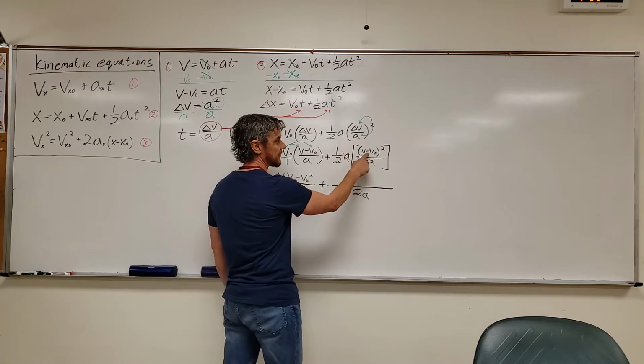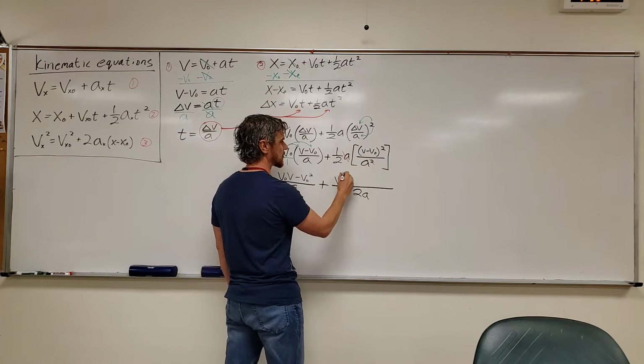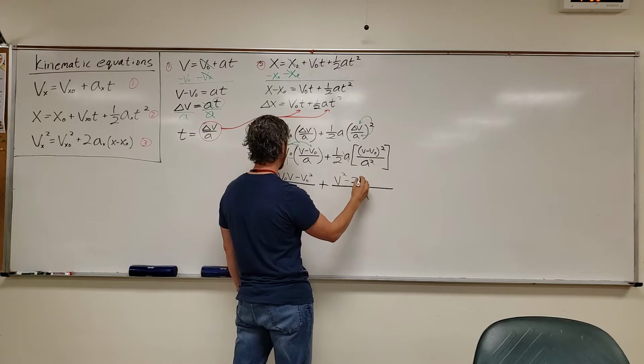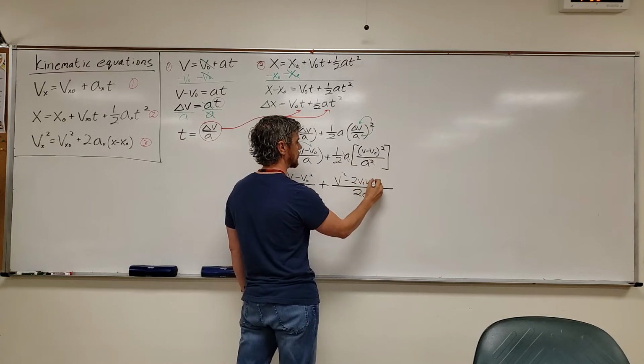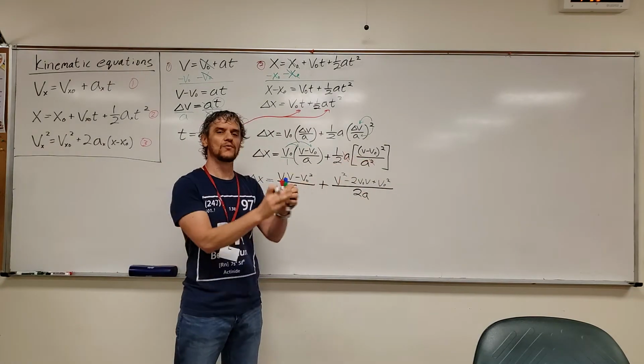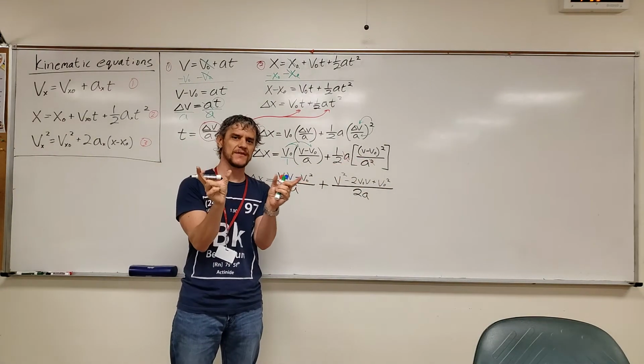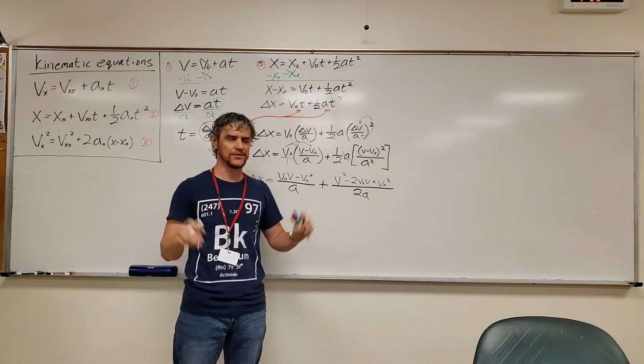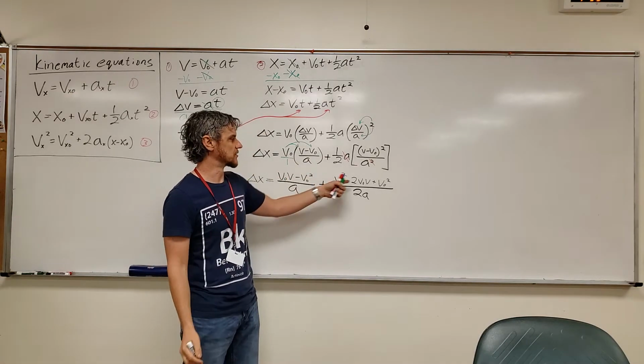If you can't go directly from this squared to v squared minus 2 v naught v plus v naught squared, then go ahead and work that out, rewrite it as v minus v naught times v minus v naught, both in the parentheses, and then FOIL them out, and this will be the result.